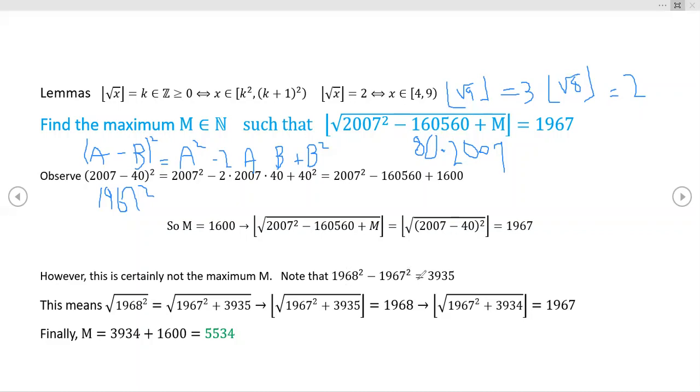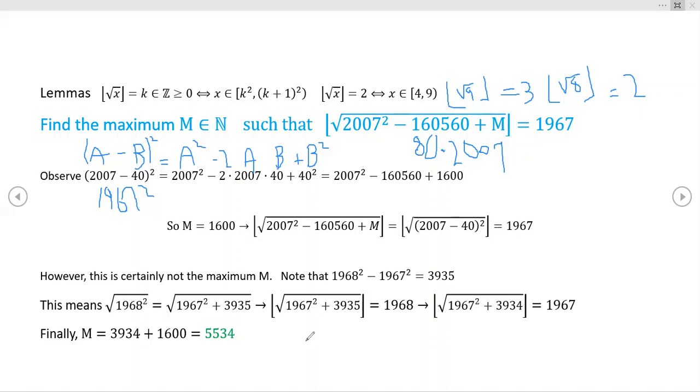Now from this truth, we can rewrite 1968. If you bring this to the other side, you can write down 1968 squared is equal to 1967 squared plus 3935, and then just put square roots over both of them. And so we get that this has to be equal to 1968, right? Because the square root of 1968 squared, take the floor of that, is just 1968.